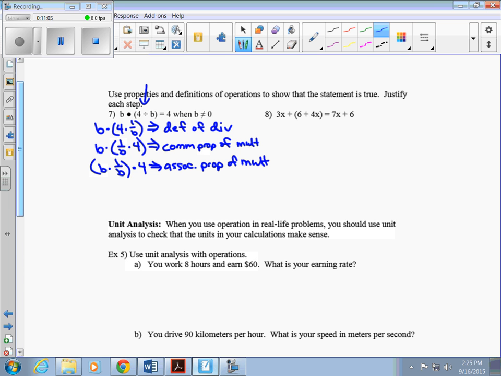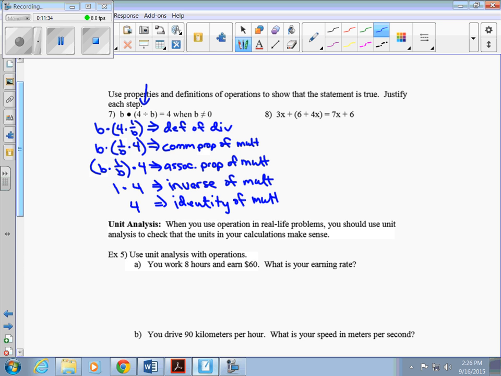Well, if we take b times 1 over b now, that's going to be 1. And so when we do that, that is the inverse of multiplication. And we all know that 1 times 4 is 4. And so that is the identity of multiplication.